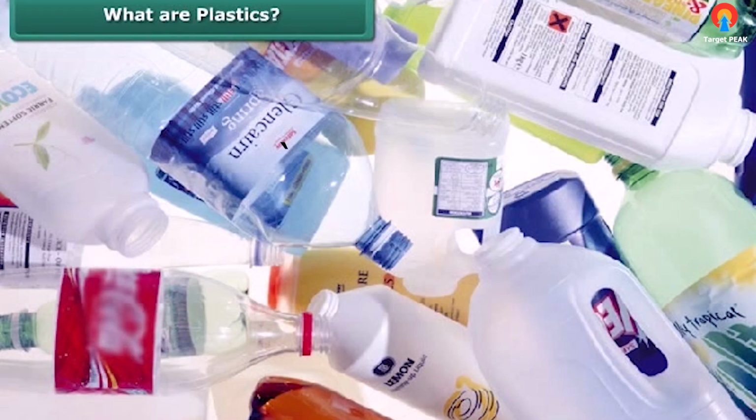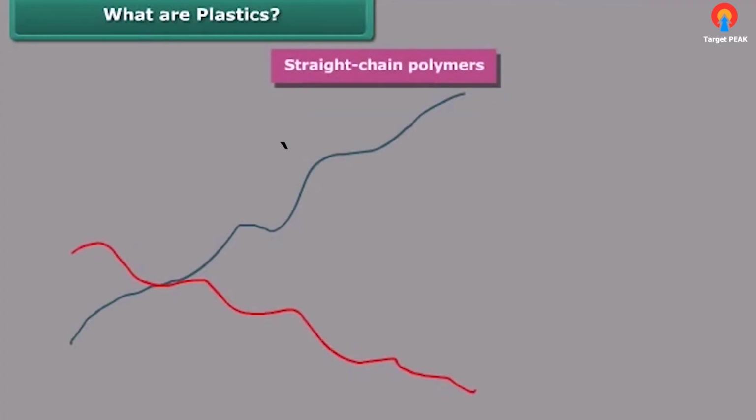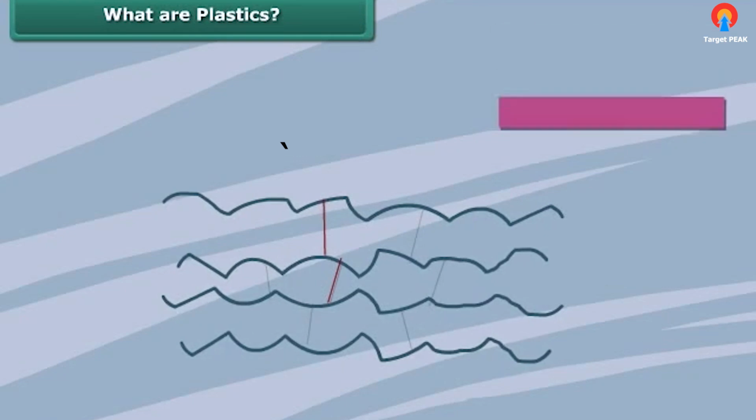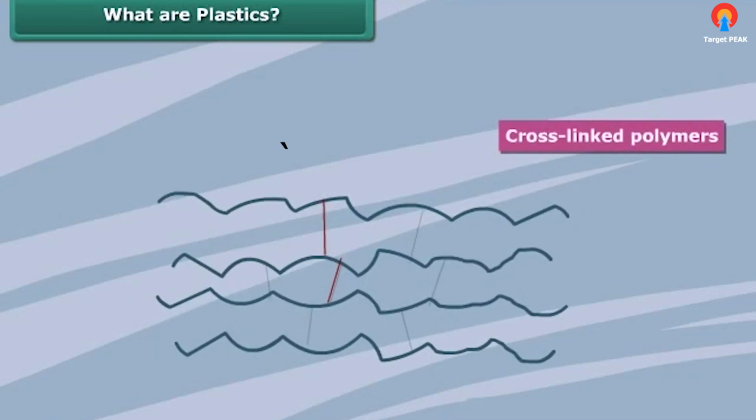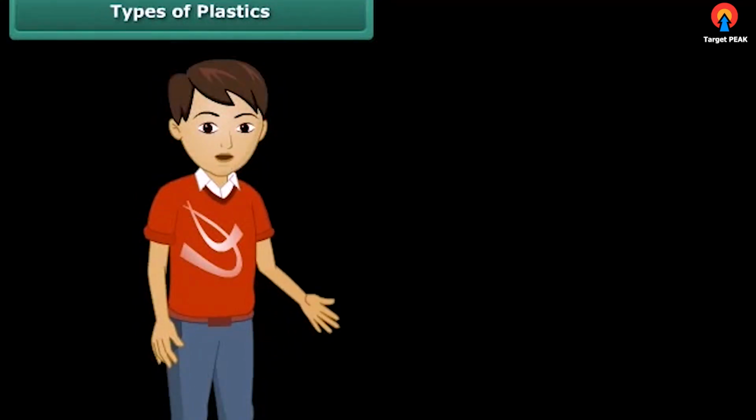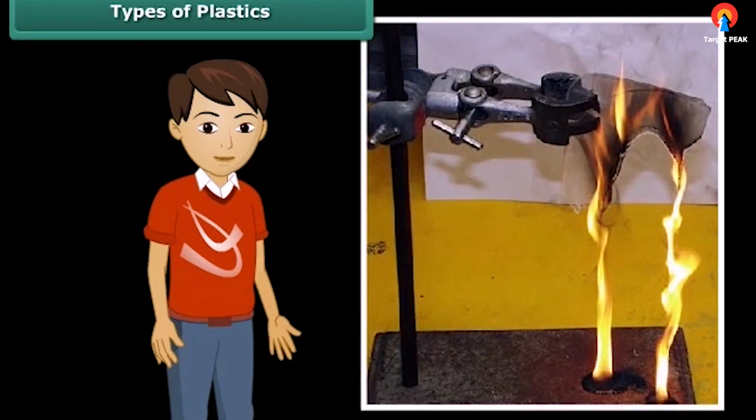Do all the plastics have the same type of arrangement of units? No. Some plastics have a linear arrangement, whereas others are cross-linked. Have you ever observed what happens when a polythene bag is burnt? Yes, it melts and you can see its droplets falling off apart from the noxious smell it produces.